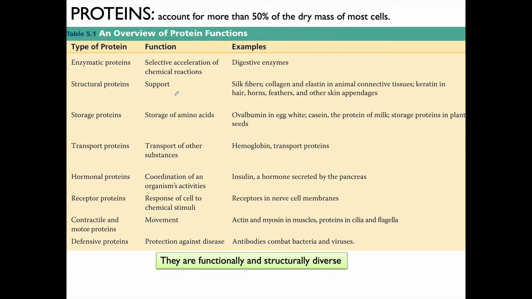All right, so let's go through these and talk more specifically about what these jobs actually are. In our last lecture, we mentioned enzymes, and we said they were little protein helpers that allowed chemical reactions inside of organisms to take place at a quicker pace. So we can see selective acceleration of chemical reactions. Here's an example. In your body, you have digestive enzymes. We're all well aware of that.